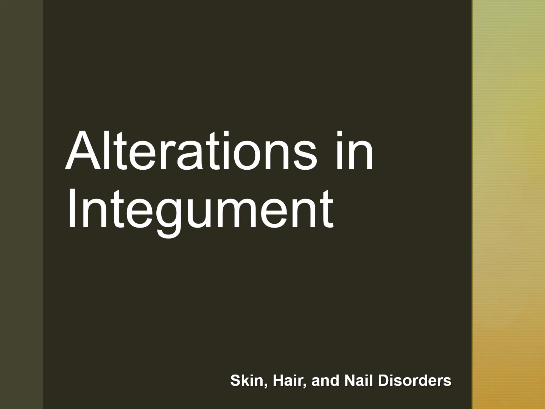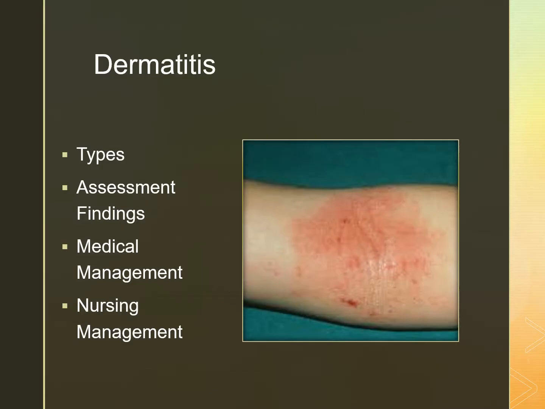Alterations in integument, skin, hair, and nail disorders. Dermatitis is inflammation of the skin. There are two types: allergic contact dermatitis in clients that are sensitive to one or more substances, and primary irritant dermatitis that occurs from a chemical exposure. It may include a localized or a generalized rash.